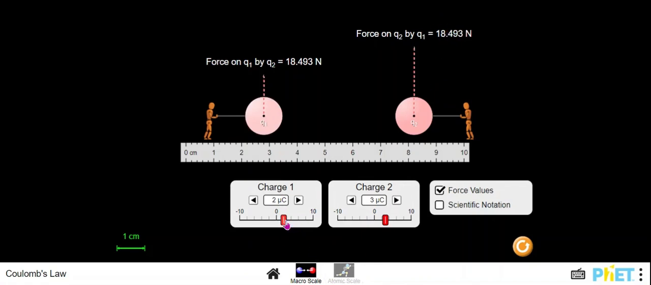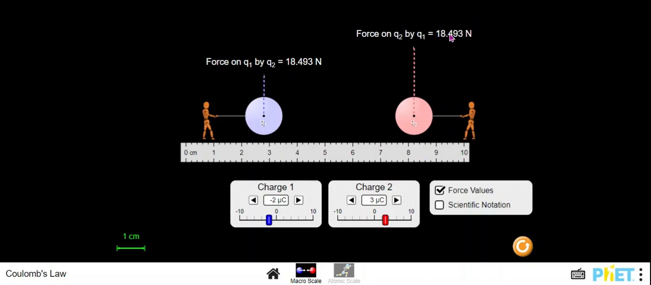If I move this back, and remember these ones are two like charges, the force here is 18.493. Now I'm going to move this back. I'm going to change this to be a negative charge but of the same magnitude. All right, so this is minus 2 microcoulomb, sorry.